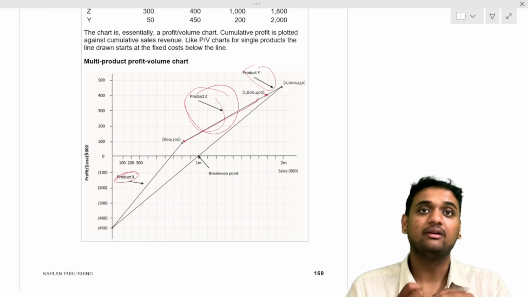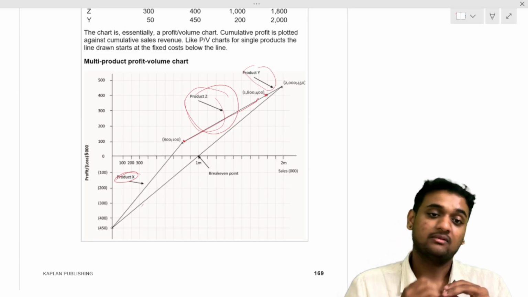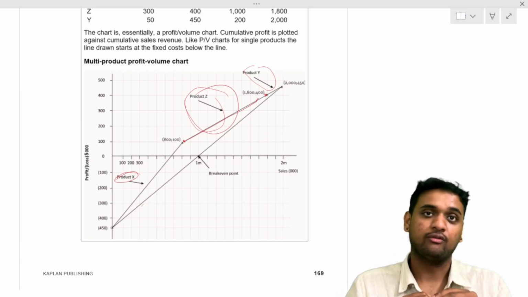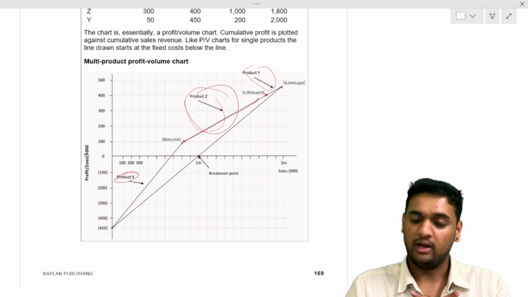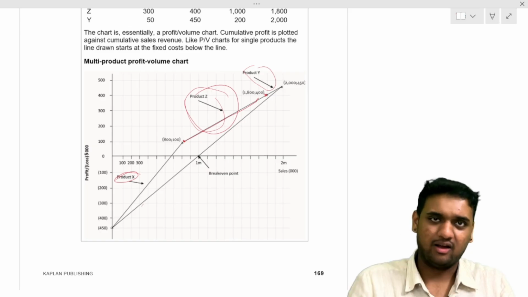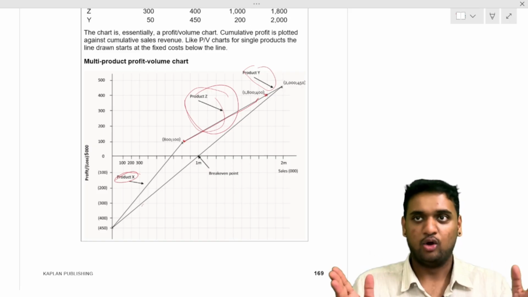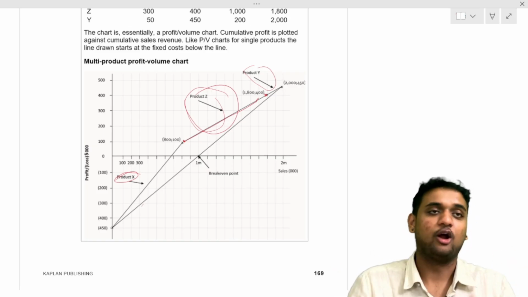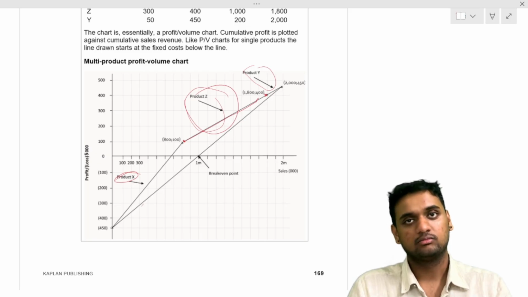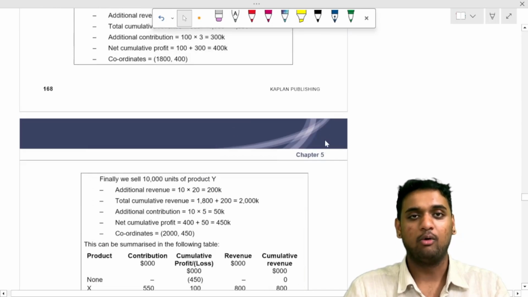That they don't give also. Assume that also they do not give. Only the line they give. How will you find out? They will draw the lines. The line they drew, they are asking which product it is. Nothing, go to your above one, the box you drew.